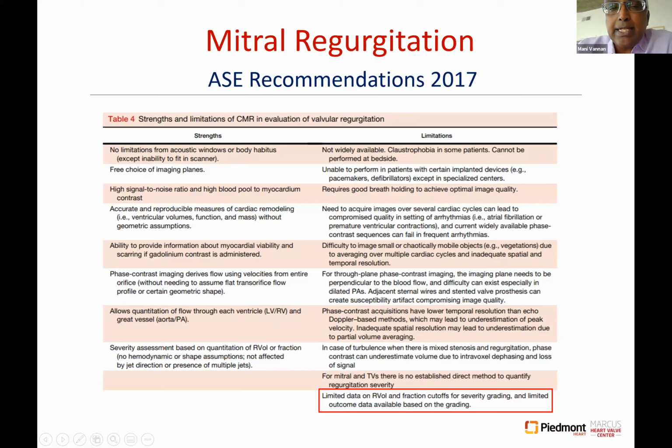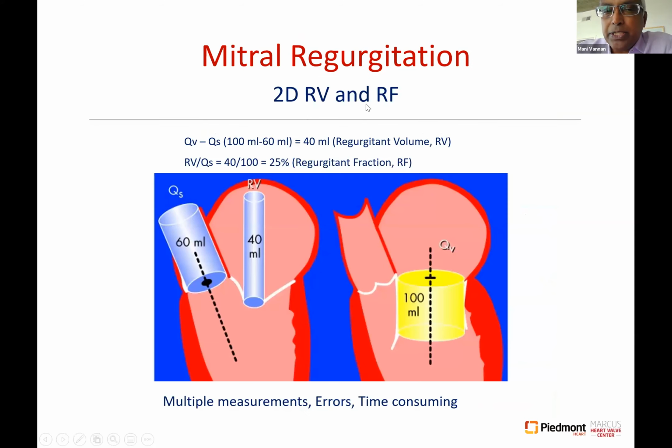How do we get that regurgitant volume and regurgitant fraction? To me, this is the one thing that we do not do very well or pay attention to. By 2D echocardiography, as this cartoon shows, one has to make multiple measurements. You have to measure mitral stroke volume, and in a separate cardiac cycle, you have to measure the aortic stroke volume, and the difference of the two gives you the regurgitant volume.